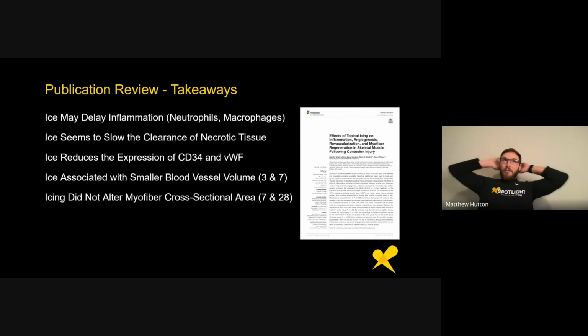Do I care if an athlete has fewer macrophages in their area of injury, or do you think an athlete's going to come in the day after treatment and say, I just don't feel like my neutrophils are all there? No athlete has ever said that in the history of athletes.